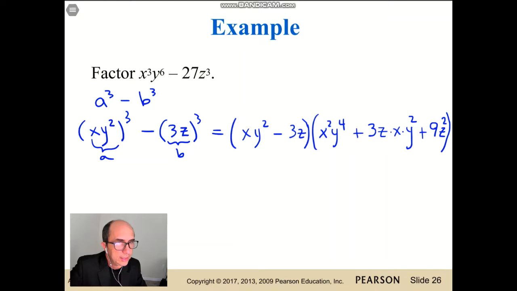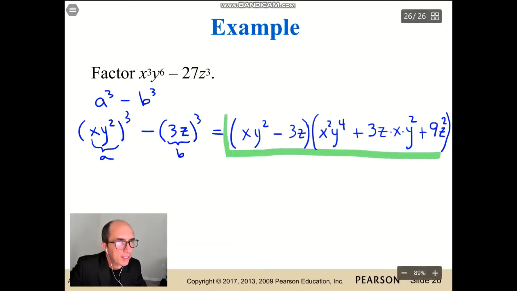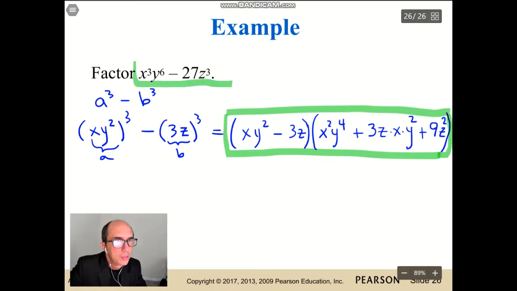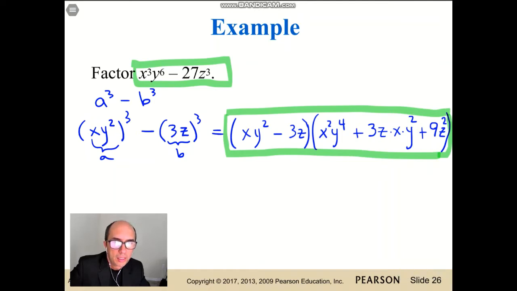And that's how we factor out, how we find the equivalent expression to this original one, using the sum or difference of two cubes. This concludes section 5.7, factoring by special products. Thank you for watching.